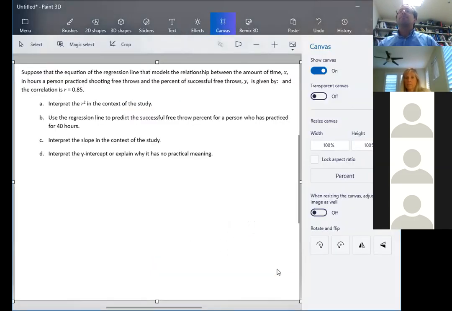Okay, so here's a question we have. Suppose that the equation of the regression line that models the relationship between the amount of time in hours a person practiced shooting free throws and the percent of successful free throws, y, is given by, oh, it didn't paste.